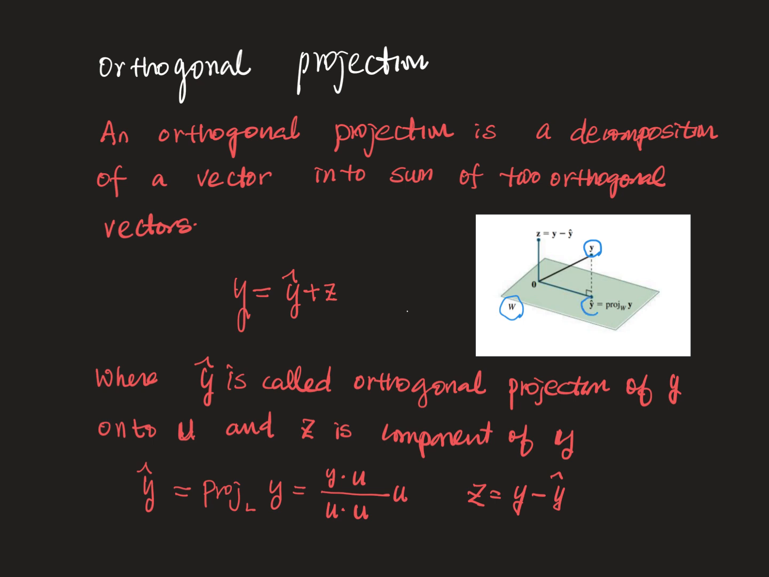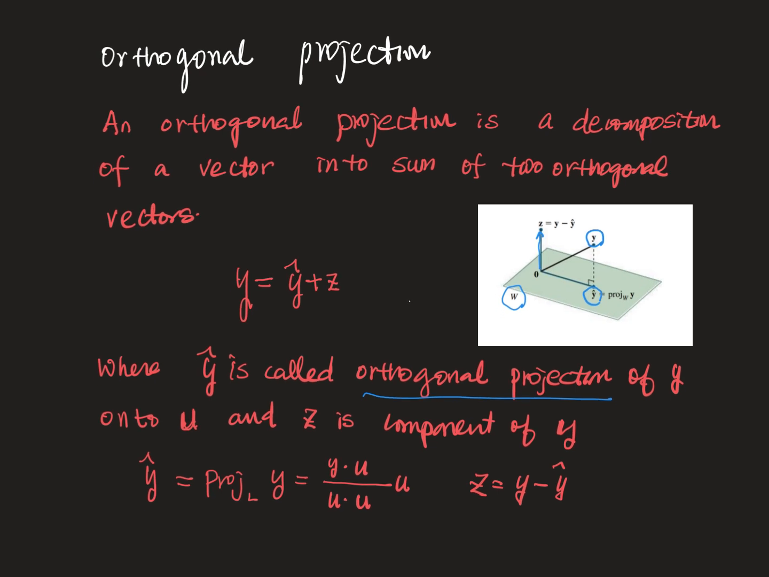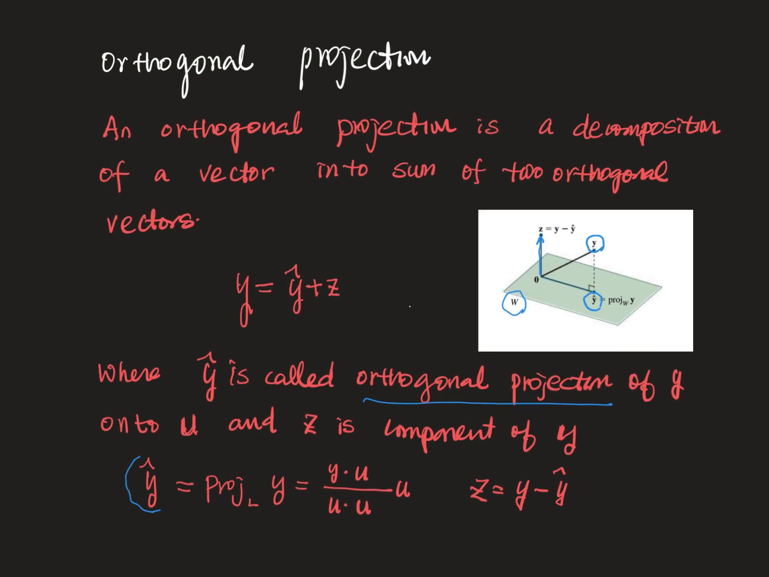One is y hat, which we call the orthogonal projection of y. The other is the z vector. The z vector is orthogonal to the y hat vector. So how are we going to find the two orthogonal vectors? Here is how you find it. One is y hat, the projection on L of y. You find this scalar value times the u vector, and the z vector is y minus y hat.